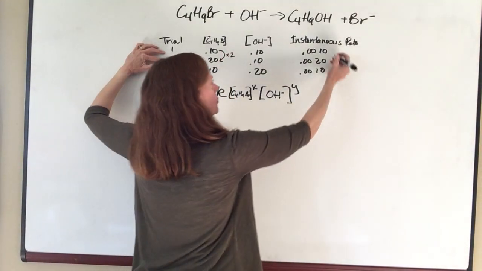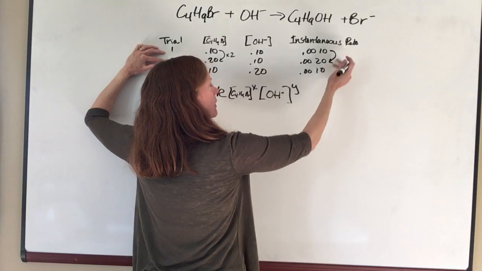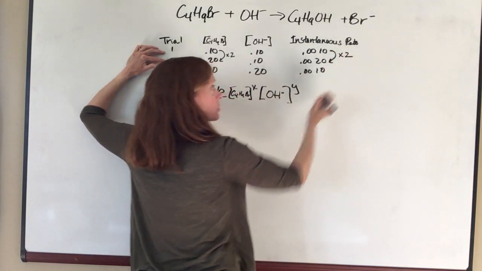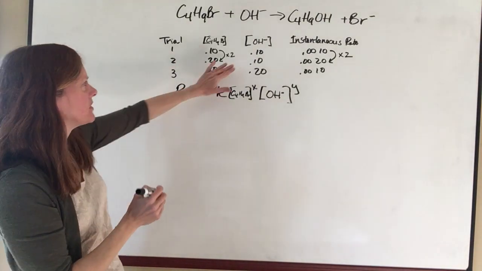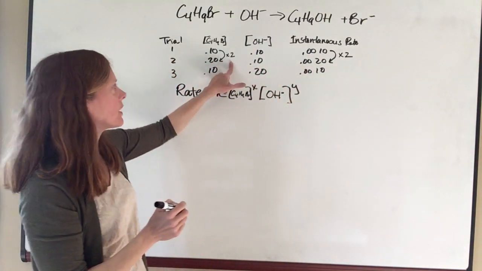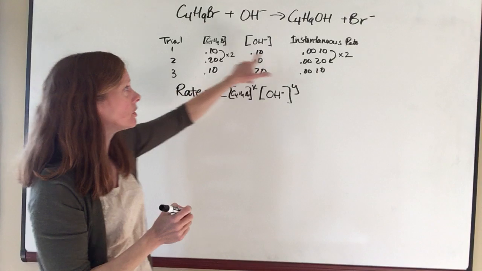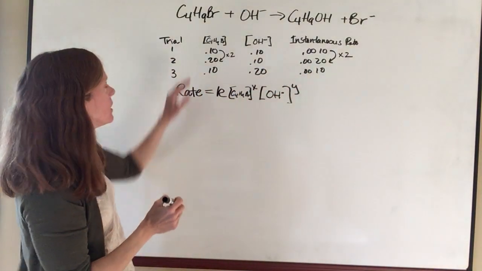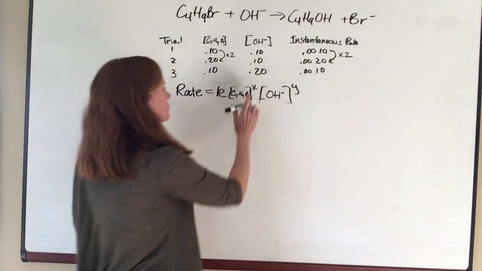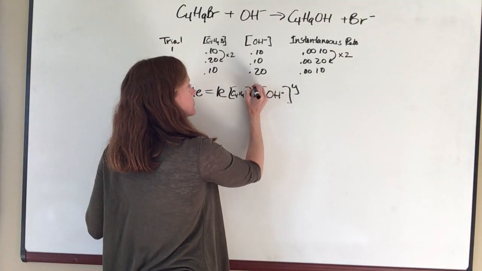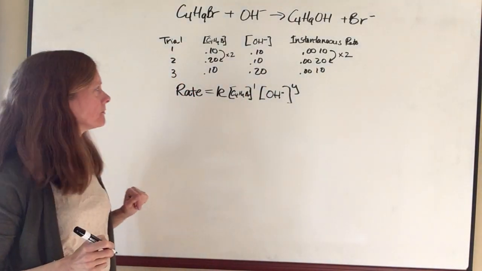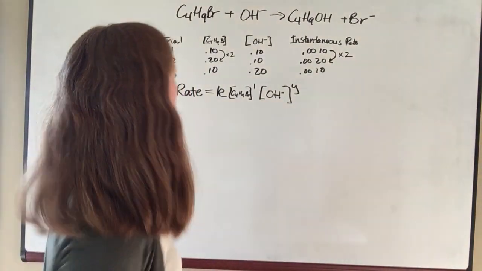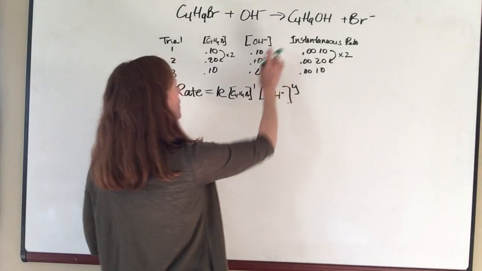Okay, what happened to the rate? Well, if I look there, from 0.001 to 0.002, that also doubled. And so if this doubled and this doubled, what power do I raise this to get that? That's going to be the first power. So the order for C4H9Br is the first order. Okay, now let's look at what happens so that I can get some sort of answer for OH minus.